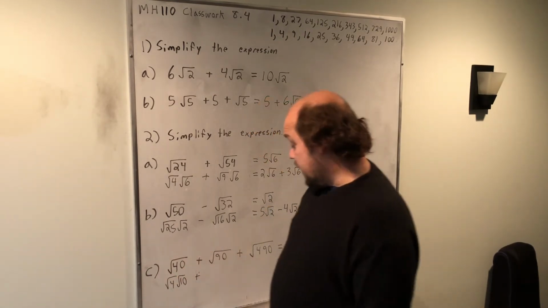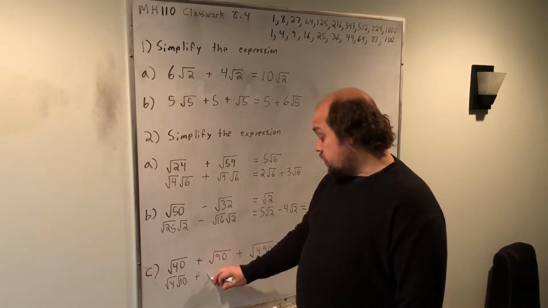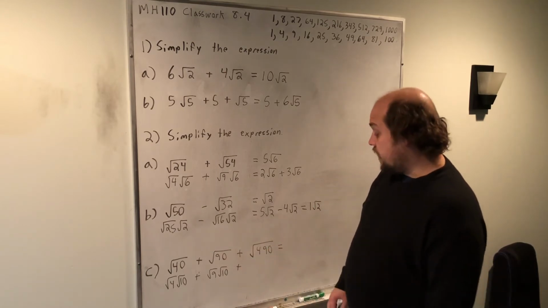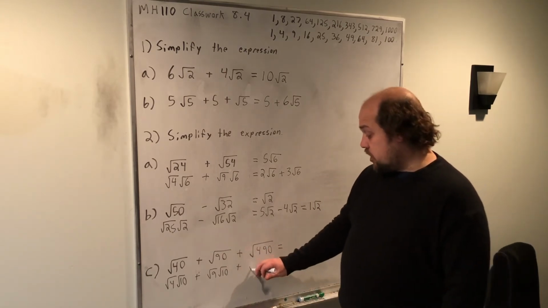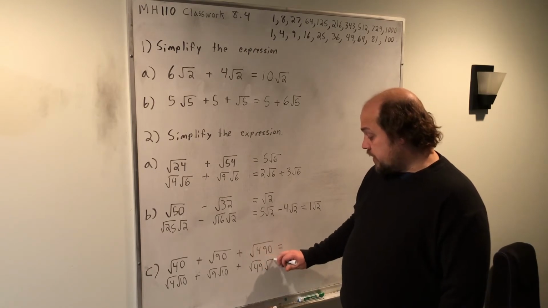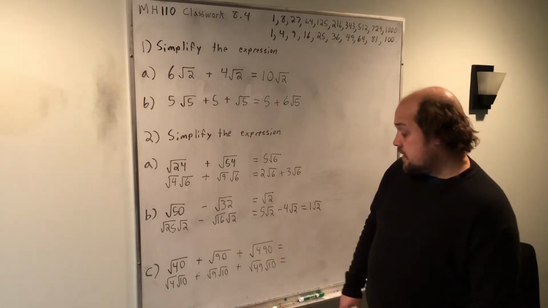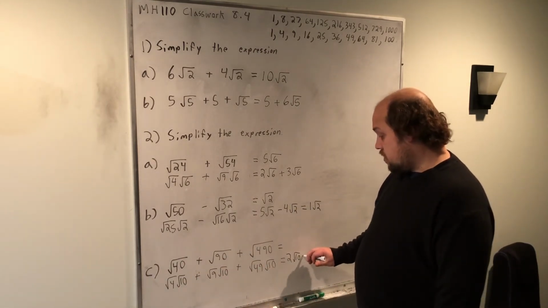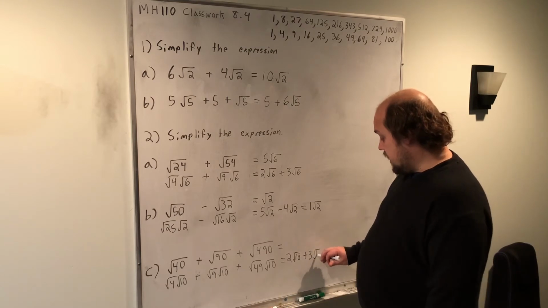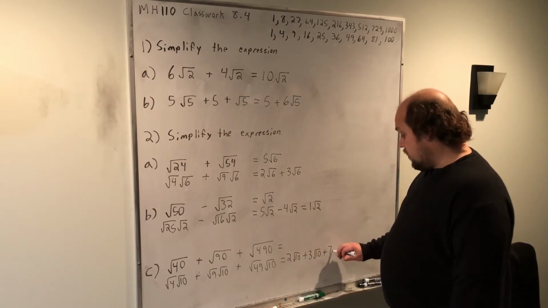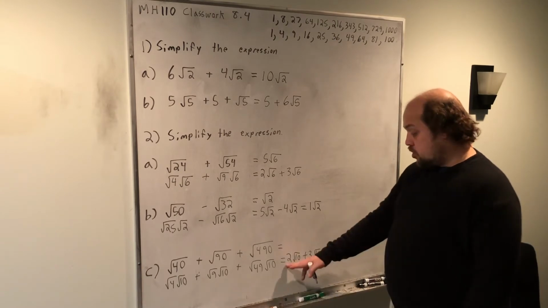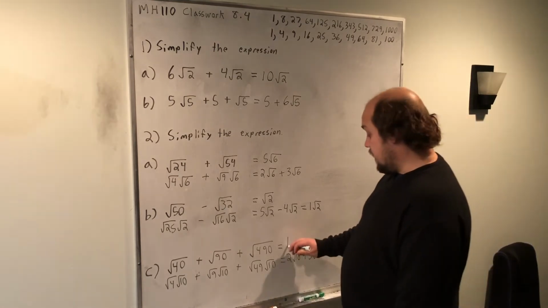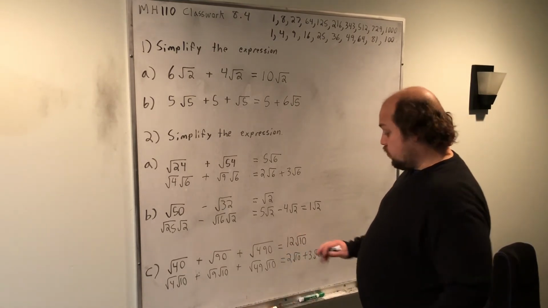If I divide 90 by 10, I get a perfect square 9. So I can break this up into the root of 9 times the root of 10. If I divide 490 by 10, I get 49, which again is a perfect square. So I can break this up into the root of 49 times the root of 10. Root of 4 is 2 root 10 plus 3 root 10 plus 7 root 10. 2 plus 3 is 5 plus 7 is 12 total roots of 10. So my final answer is 12 root 10 here.